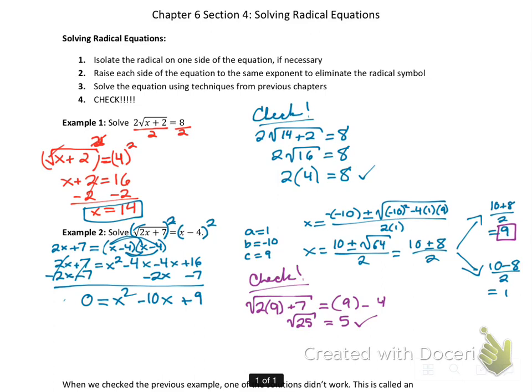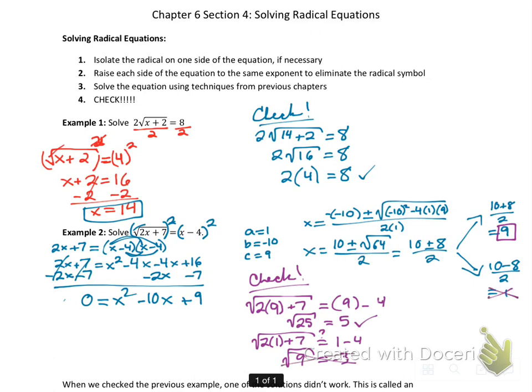We also plug in the 1. We have 2 times 1 plus 7. Does that equal 1 minus 4? Well, 1 minus 4 is negative 3. Guess what? You can't take the square root and make it equal a negative number, so this is wrong, which means that this is wrong.